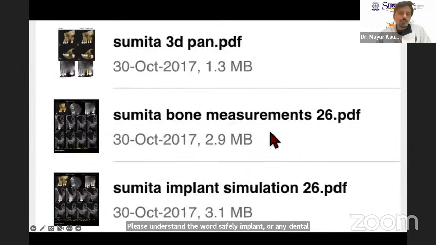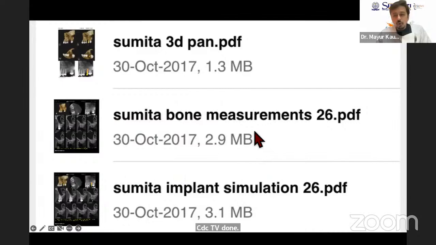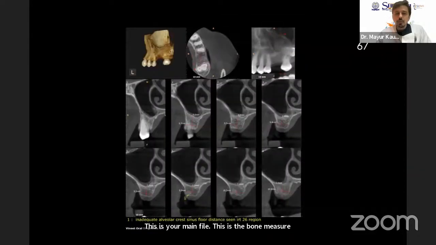Once the patient is convinced and gets a CBCT done, this is your main file. This is the bone measurement file, which all of you have to be aware how to read. So this is how this comes. The report comes, which at times we are quite perturbed by. We are quite perturbed about how to read this, and straight away we say leave it. We'll just pick up the paper and start reading.